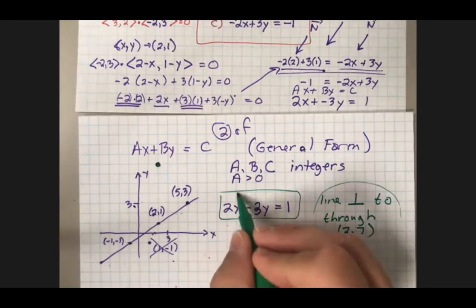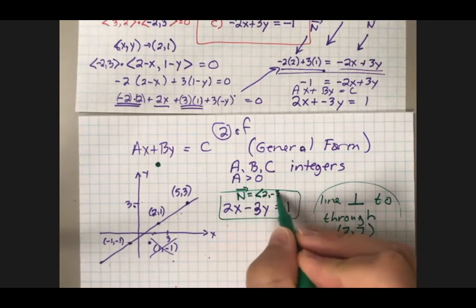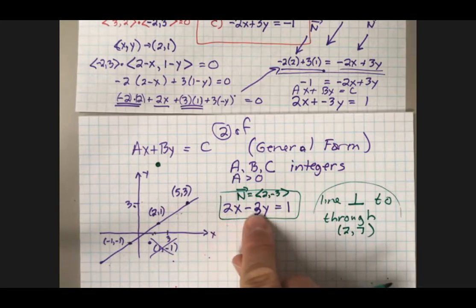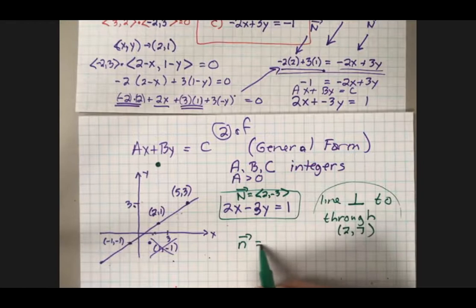But remember the normal. The normal to this line is 2, minus 3. In fact, when I'm presented with a line in this fashion, I can read the normal just by reading off the numbers, 2, minus 3. So what's perpendicular to the normal 2, minus 3? It's the normal 3, 2.